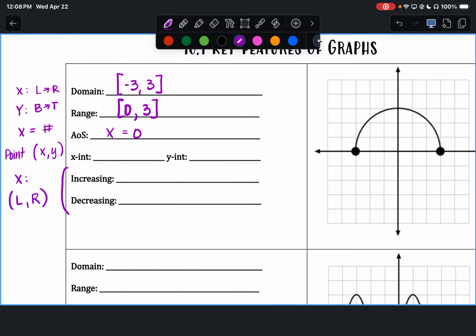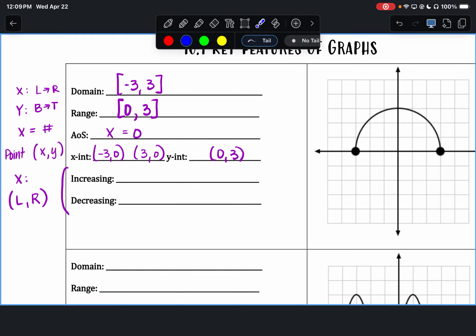Now, how many times does this touch the y or the x-axis? Twice. So what is the coordinate to this point? -3, 0. So that's our first one, -3, comma 0. And then what is the coordinate to this one? 3, 0. Now, what is the y-intercept? 0, 3. 0, 3. Because it is the point found here.